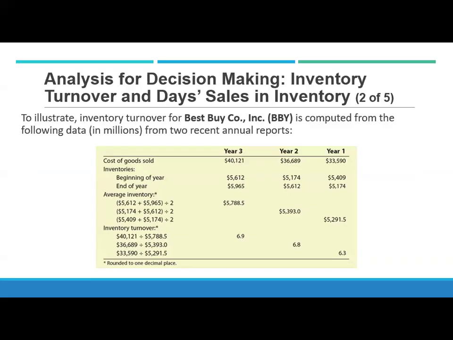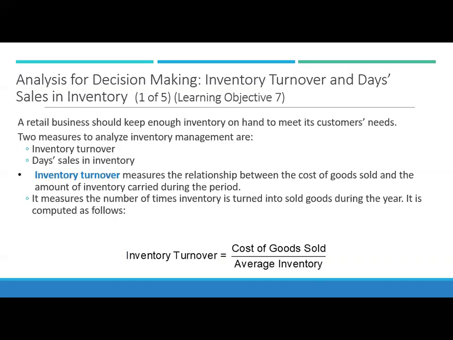we can see year one, two, three, their inventory turnover ratio is slowly increasing. And generally, higher is better for the inventory turnover ratio. That means they had a higher cost of goods sold and less average inventory.